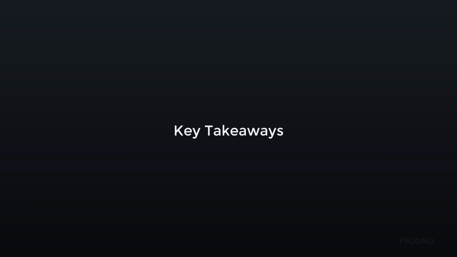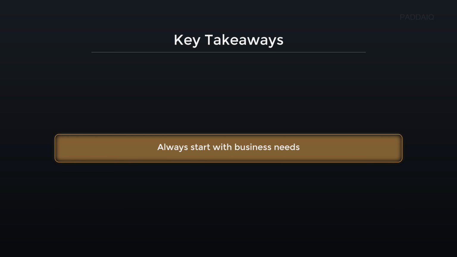Key takeaways. Always start with business needs. This means first understanding the company's problems or goals before choosing any technology. For example, if a business needs faster customer service, you would then explore BTP solutions that automate support, not the other way around. This ensures every technical decision directly supports and drives real business value.